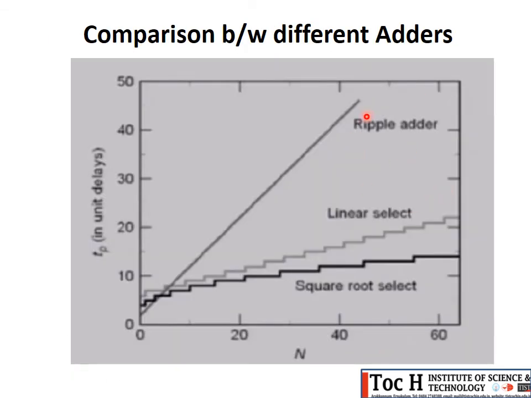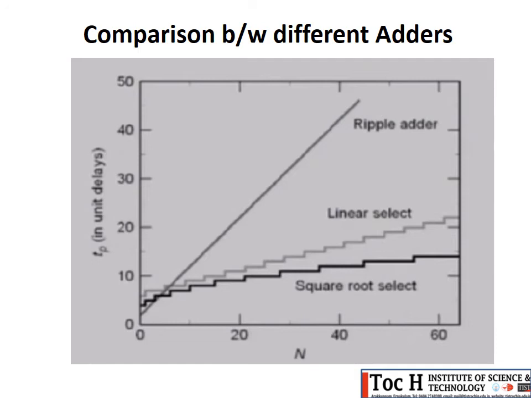So this is the comparison between different orders. You can see here that for the ripple carry order, the propagation delay is increasing with the increase in the number of bits. Whereas in the case of linear carry select order, it has a staircase waveform, gradually increasing with the number of bits. Whereas in the case of square root carry select order, the increase in the propagation delay gradually gets flattened as the number of bits increases. So if we compare these three cases, square root carry select order has less delay, and is much faster than the other two configurations.